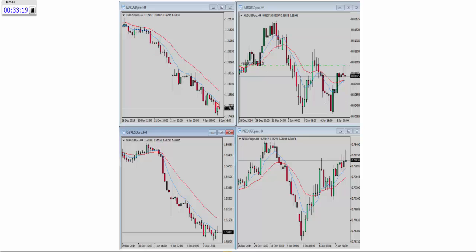So, again, Euro US dollar, been moving lower. The blue line is the 8 exponential. The red line is the 21 exponential moving average. And, like I said, they're more of a visual tool than anything else.